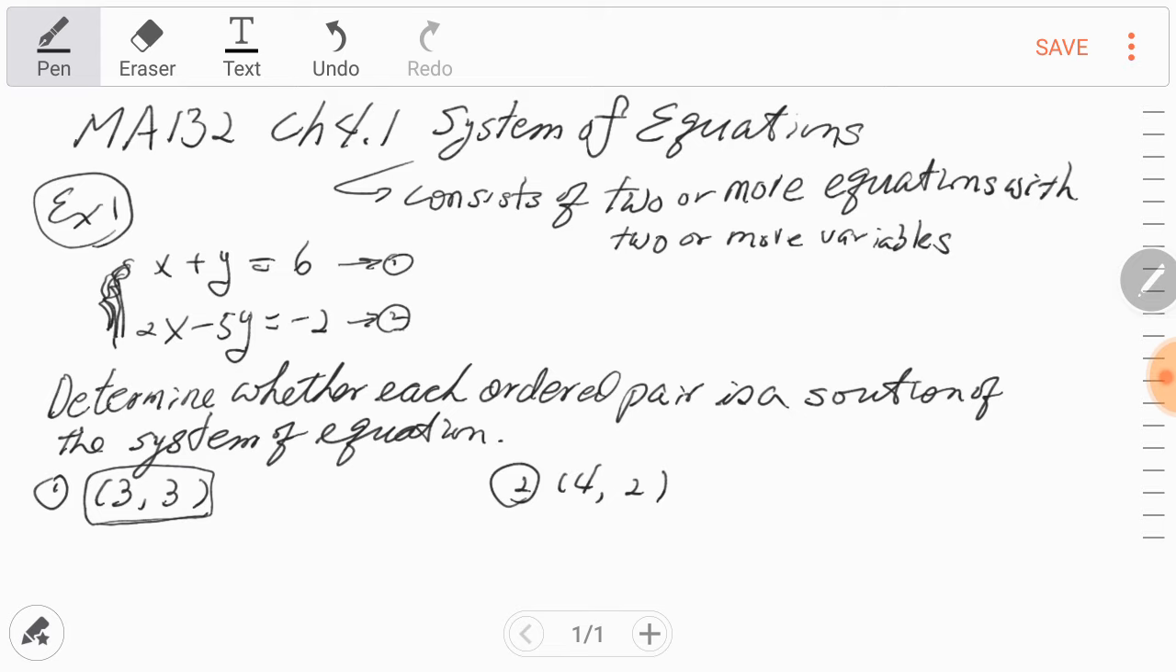A solution to the system means that when you draw each equation, in this case a straight line, the intersection of the two lines is the solution. This is the solution. So this point has to lie on this line as well as on this line. In order to check if the given point is a solution to the system of equations, we have to substitute this ordered pair into each equation.